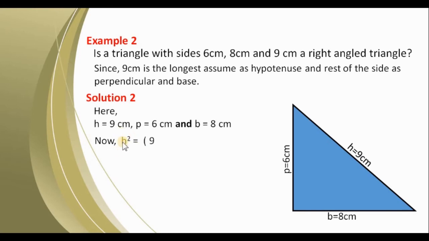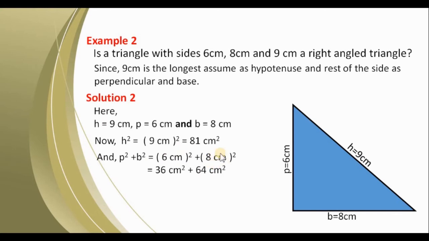Now we take h square. As h is 9, it is 9 cm whole square, which is equal to 81 square centimeter. And we also take p square plus b square. As p is 6 centimeter, p square is 6 centimeter whole square and b square is 8 centimeter whole square. 6 centimeter whole square is 36 square centimeter. 8 centimeter whole square is 64 square centimeter. 36 square centimeter plus 64 square centimeter is 100 square centimeter.